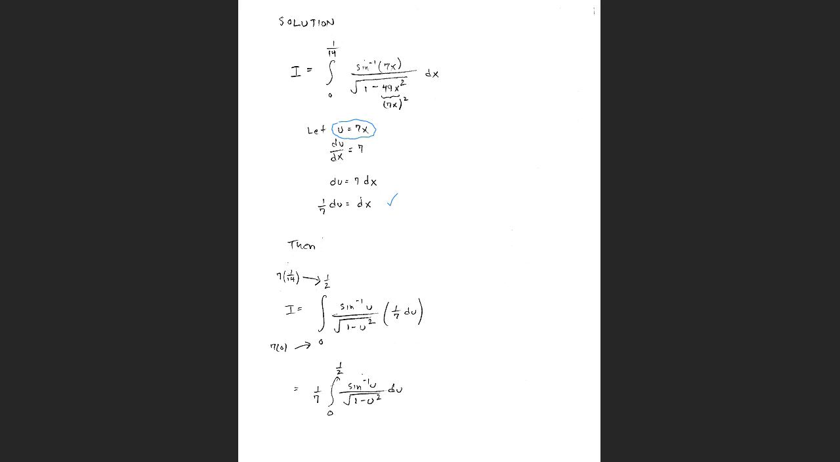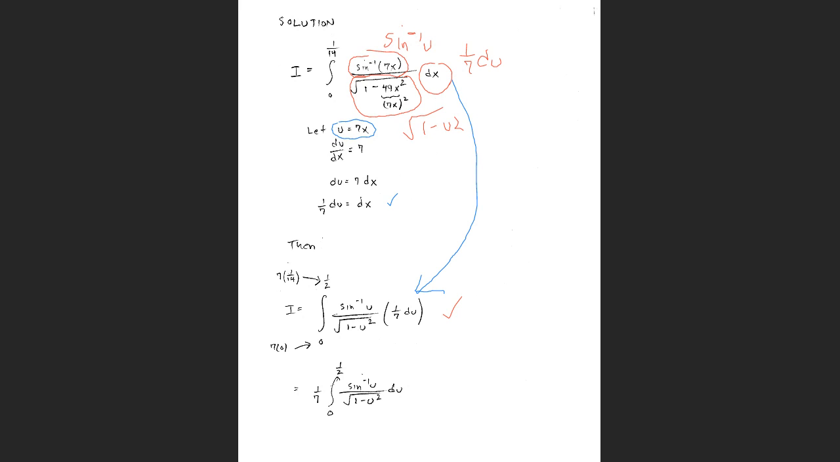So this integral with respect to x, this definite integral, is going to become this transformed integral with respect to u. The arc sine of 7x became the arc sine of u. dx is 1/7 du, and the square root of 1 minus 49x squared becomes the square root of 1 minus u squared.